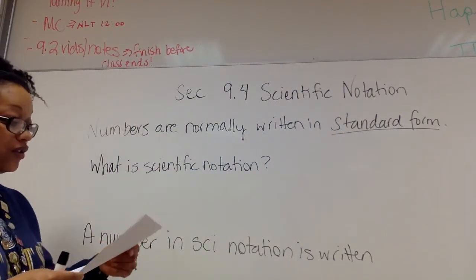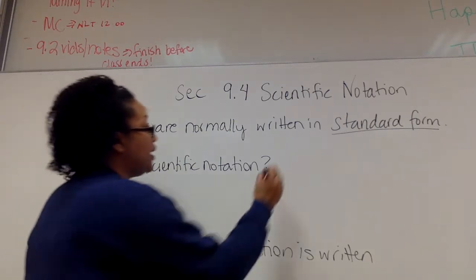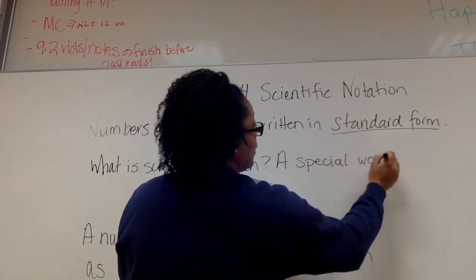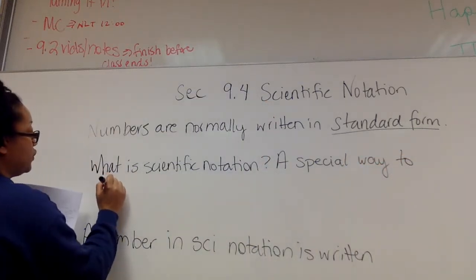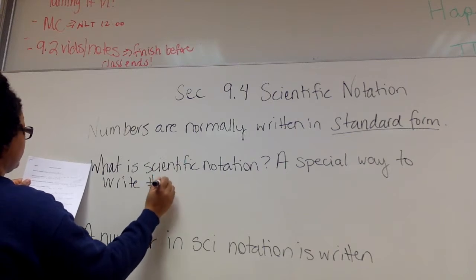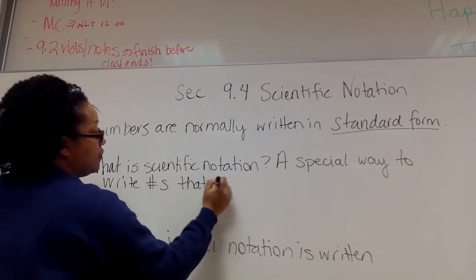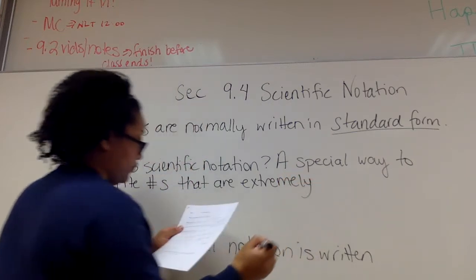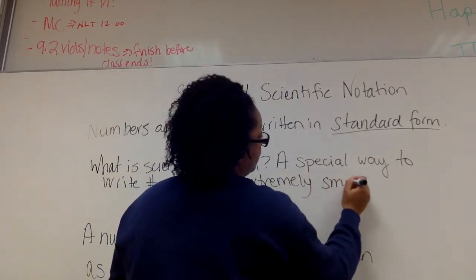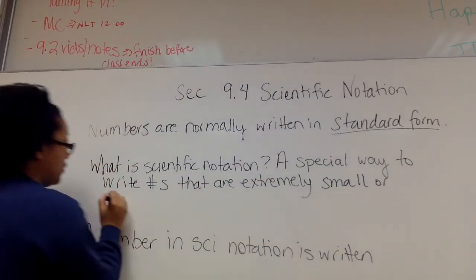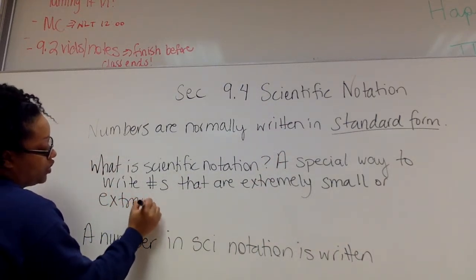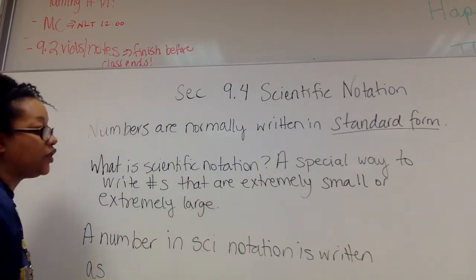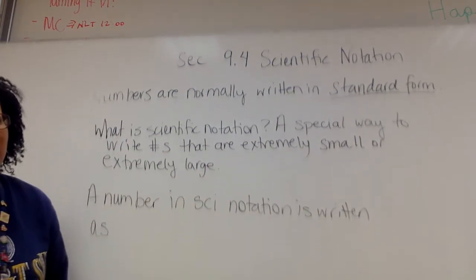What is scientific notation? Well, here's what you're going to write down. It's a special way to write numbers that are extremely small or extremely large.